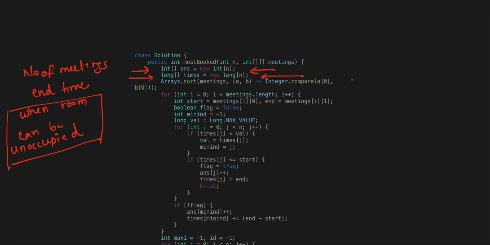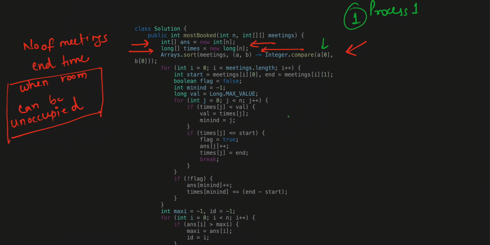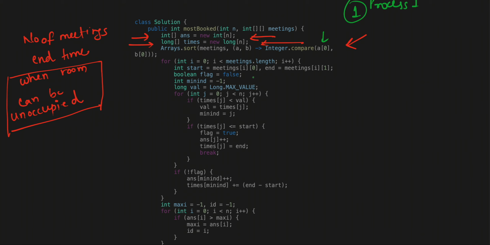Now I started my sorting process, which we discussed above, because we need to process the meetings as per the sooner start time. So first I need to sort the meetings as per start time. So a of 0 and b of 0, based on start time I am sorting it. I started my iteration. I am storing the start time as well as the end time, and I am maintaining a flag. I will be discussing why I am maintaining a flag. This is a minimum index and the value.